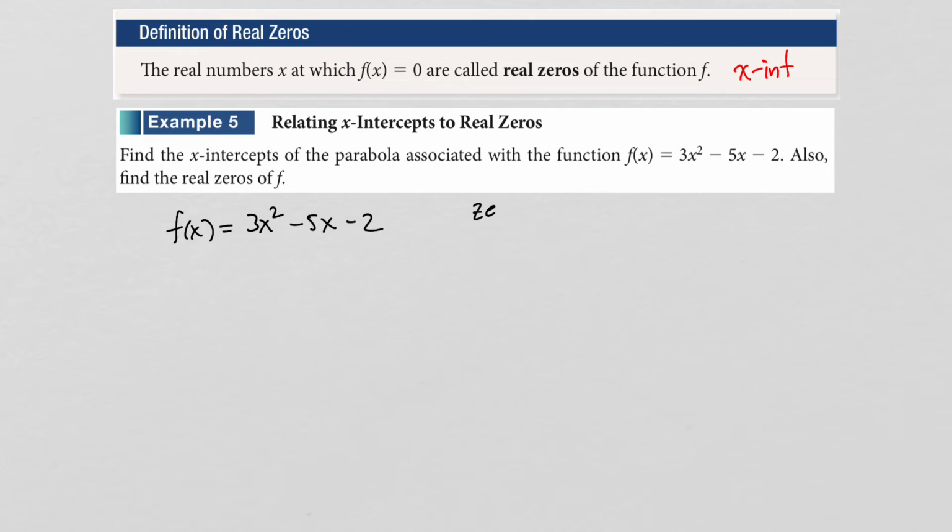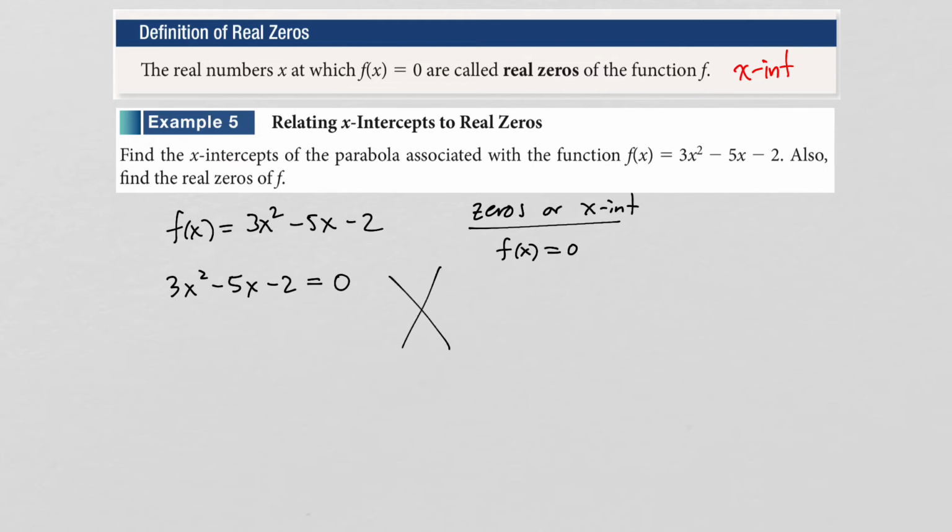To find the zeros, or the x-intercepts, what we do is we set f of x equal to 0. So we're literally going to let f of x be 0. If you do that, you get the equation 3x squared minus 5x minus 2 equals 0. And now we just have to solve that quadratic equation. And we've already talked about how to solve quadratic equations. You can use factoring, which is what I'm going to use here.